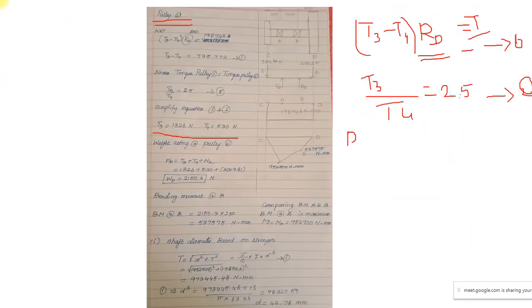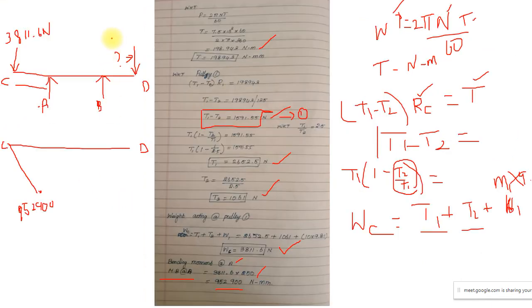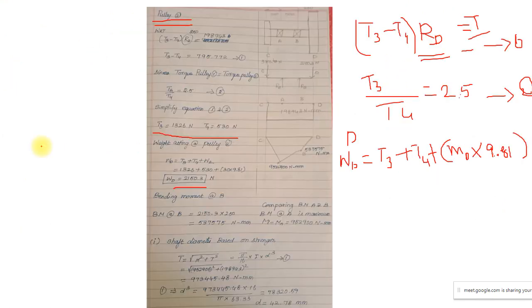To find out that value, the load acting at D is equal to T3 plus T4 plus MD into 9.81. Since the mass of the particular pulley is given, I am multiplying it with 9.81. This is how I can find the load acting on the pulley D. You can see here I have written 2150.3 Newton. Once I found the load at D, again I can find the bending moment.